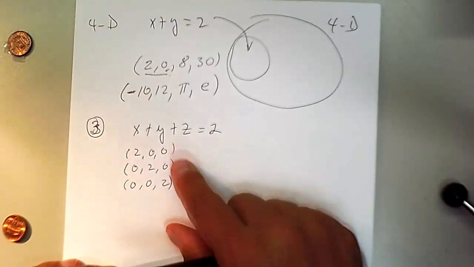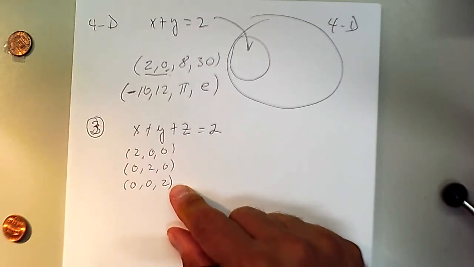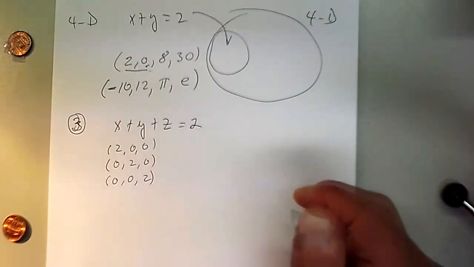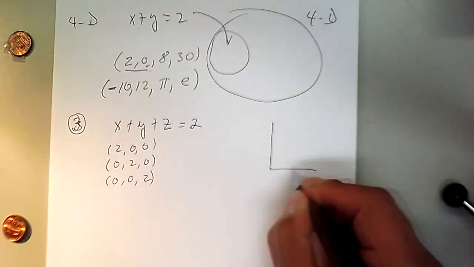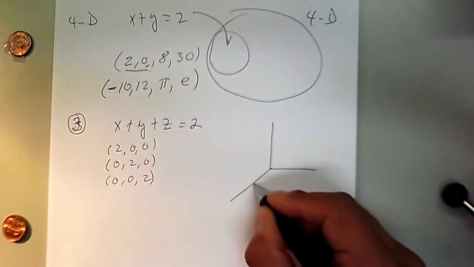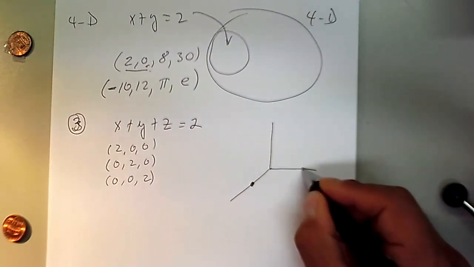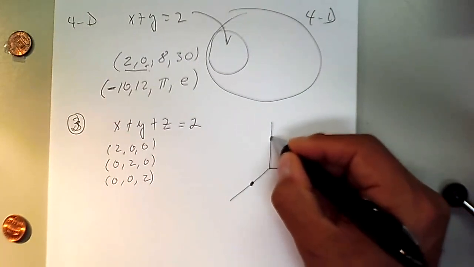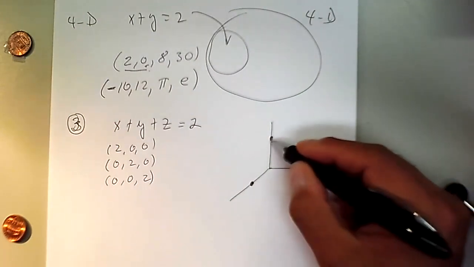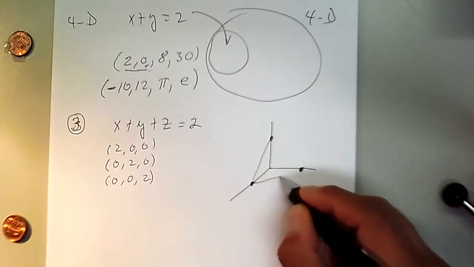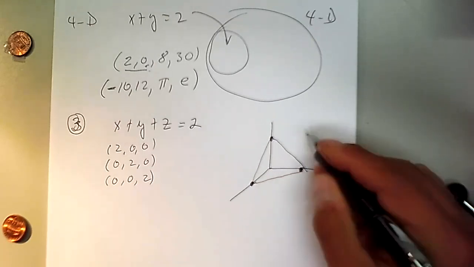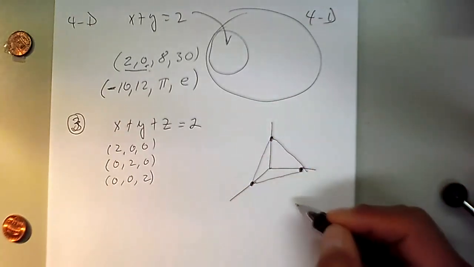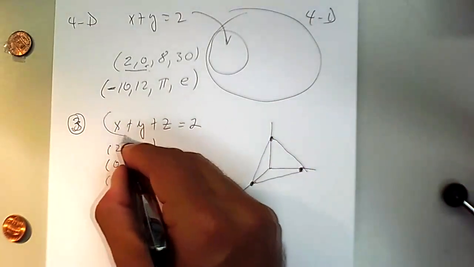Because it is a plane, whenever you have a plane, you need 3 non-collinear points to draw it. So 2, 0, 0 will be here, 0, 2, 0 is there, 0, 0, 2 is going to be there. So we're going to have a plane that contains this triangle. And then if we extend this triangle in all different directions, that's going to be the plane represented by this equation.